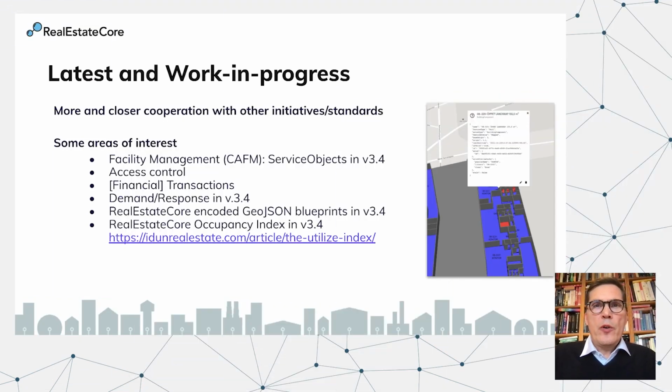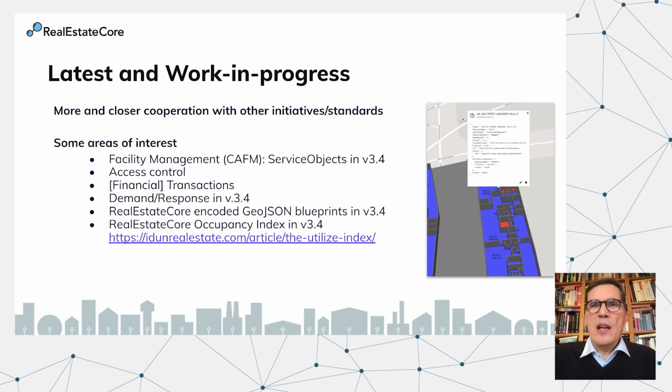Latest and work in progress. What are we doing? What have we been doing, and what are we doing in the RealEstateCore community? Well, as I said, we are doing more and closer cooperation with other initiative standards to make sure that we are converging all different standards instead of expanding them. I think that is extremely important, that we try to converge standards. That's helping everyone, and especially if we are going to get the smart city as pick any science fiction movie.